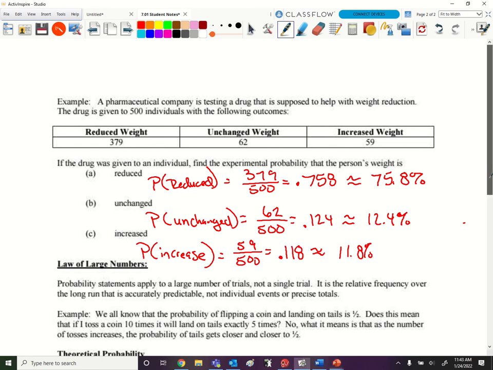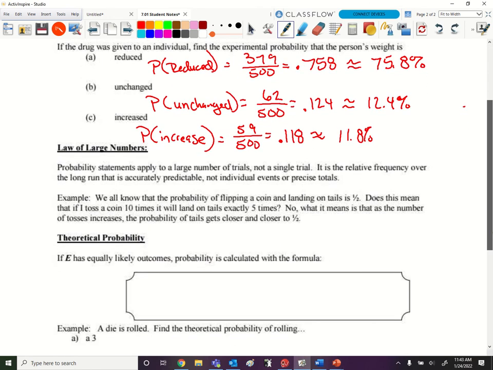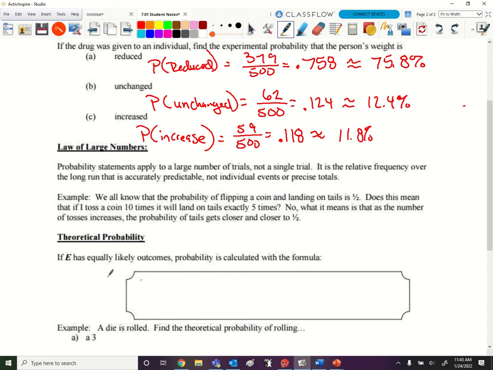And the next part, again, if I'm going too fast, go ahead, pause it. So the next part says, law of large numbers: a probability statement applies to a large number of trials, not a single trial. The relative frequency over the long run is accurately predictable, not individual events or precise totals. Example, we all know the probability of flipping a coin and landing on tails is 1/2, because there's only two sides to a coin, and tails is on one of those sides.